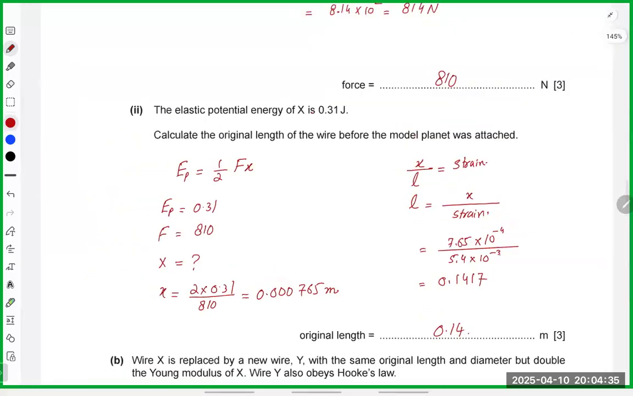See, this is why the question was for 3 marks. There was a link part. In the first part, you had to find out the extension using the energy, and then you have to use strain and extension to find length. That's why this question is for 3 marks.